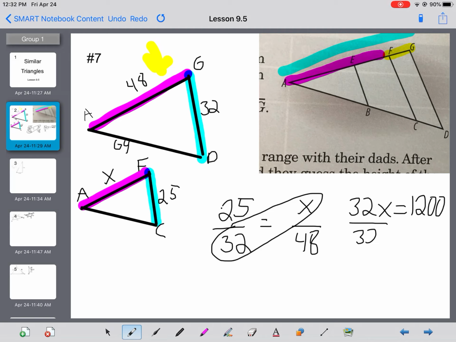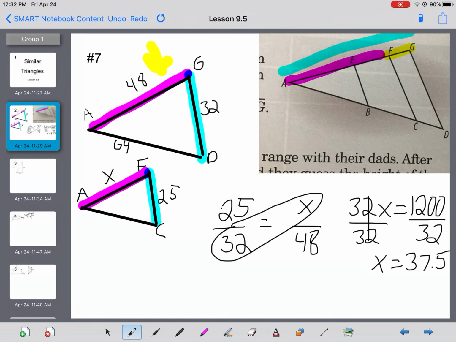Now, just like our algebra unit, you want to get x by itself. So I divide by 32 on both sides, because what you do to one side, you must do to the other. So I get x equals 1200 divided by 32, which happens to be 37.5. Again, if you're going to do the math yourself, the number on top goes in the box.